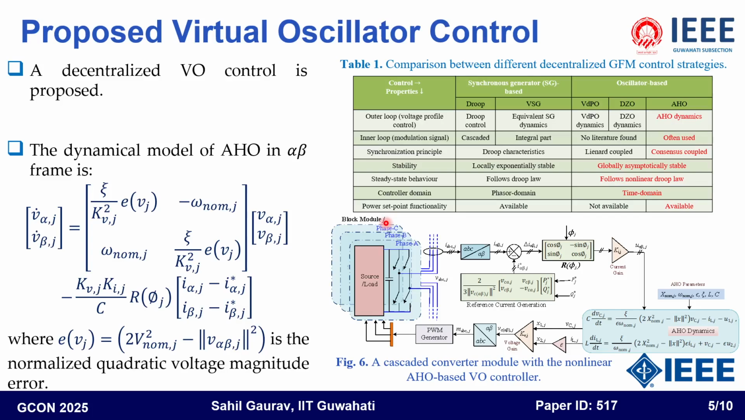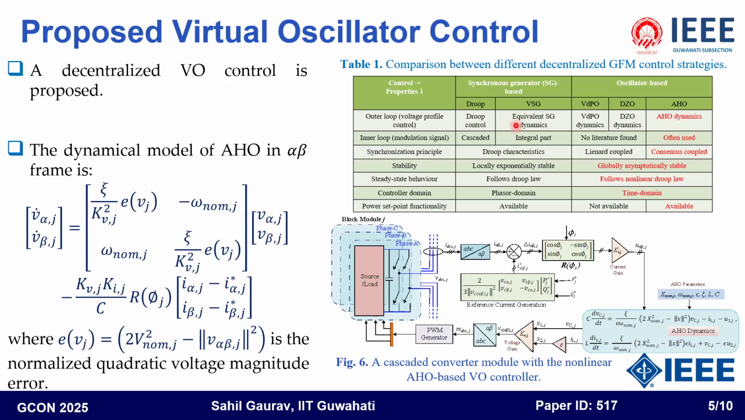communication-free synchronization. The decentralized control is based on the AHO-based VO control. It is a time domain-based controller that has a similar dynamic response, including real and reactive power set points, is globally asymptotically stable, and mitigates low order harmonics.